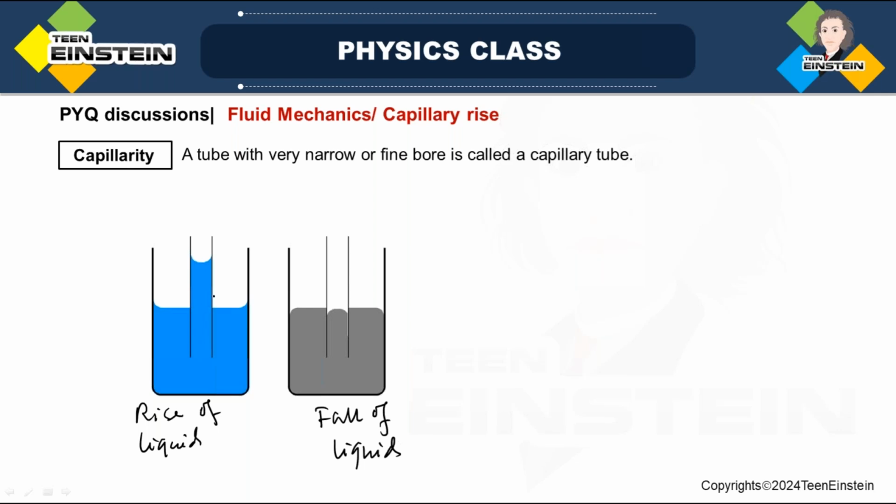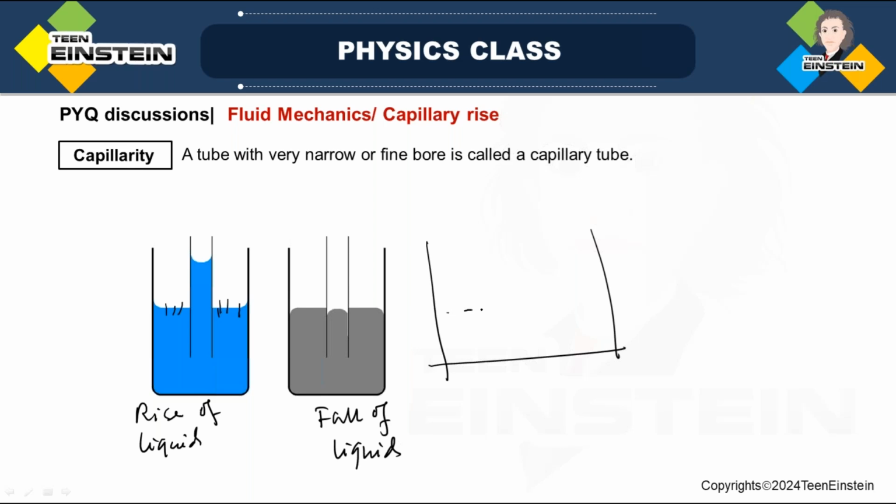This property is called capillarity, the phenomenon of rise or fall of a liquid inside a capillary tube when dipped into it, compared to the surroundings. This is the surrounding surface of the liquid, and this is the surface of the liquid inside the capillary tube. So this may rise or fall, both can happen. If this figure is not very representative, let me draw it here.